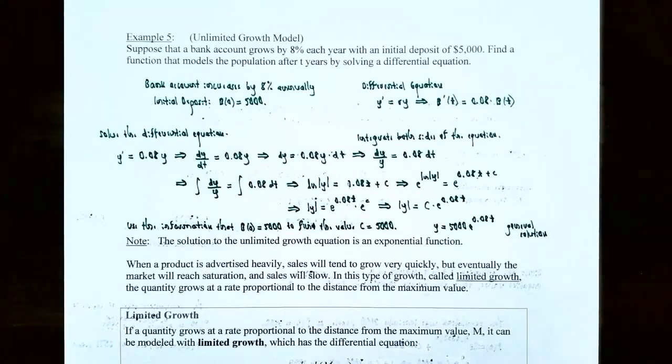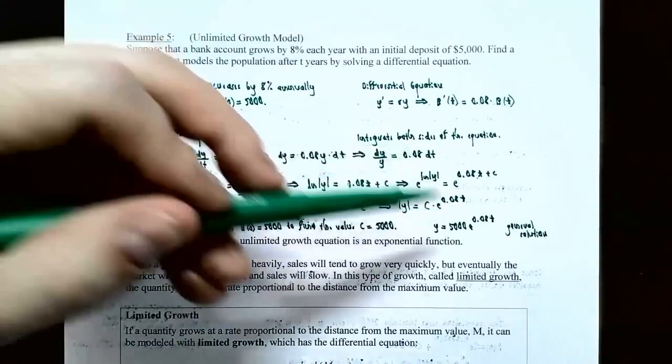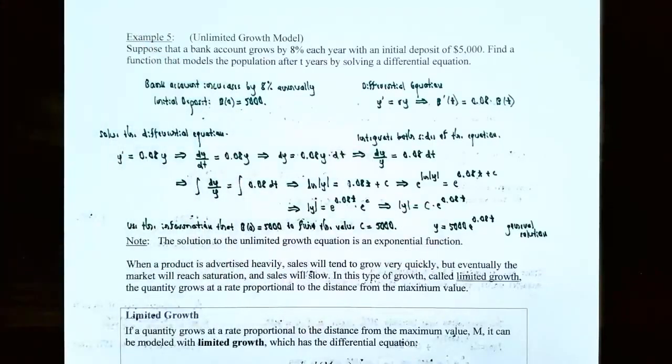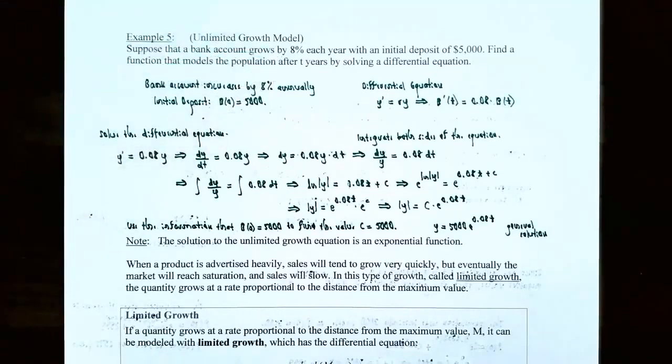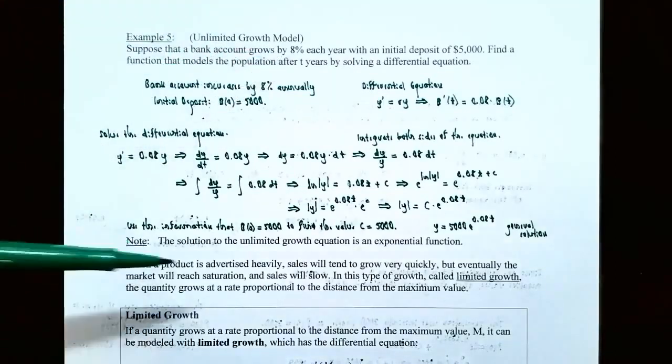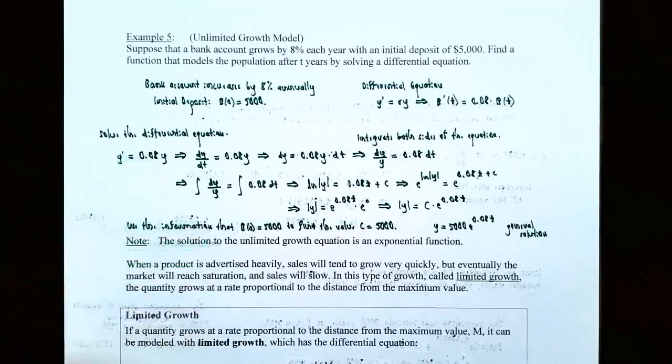If you've taken college algebra, you've seen this type of function before. 5,000 was the initial deposit for this bank account, and the 0.08 is in the exponent because the account was growing at an 8% interest rate annually. And so the solution to this problem was an unlimited growth equation, and it's an exponential function.